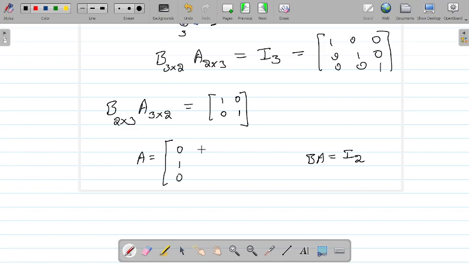Now tell me B, that is a 2 by 3 matrix, for which B into A equal to I2. It is easy to guess B. If you understand matrix multiplication, it is easy to guess B.